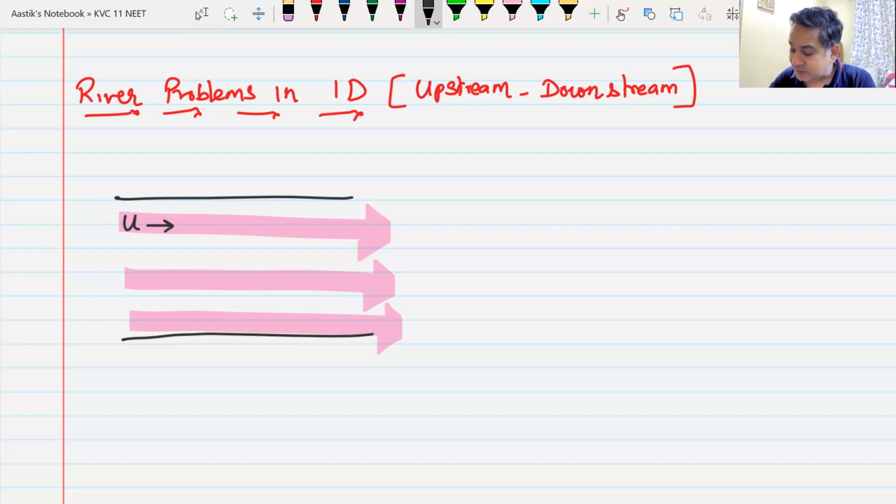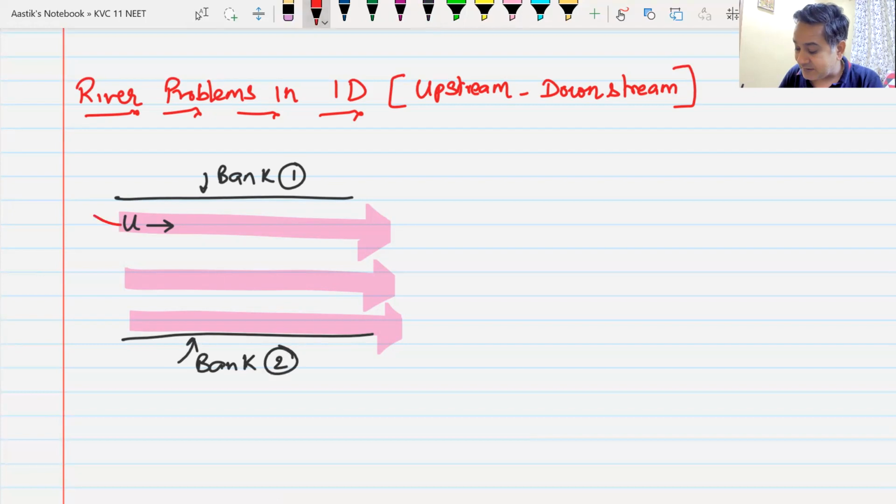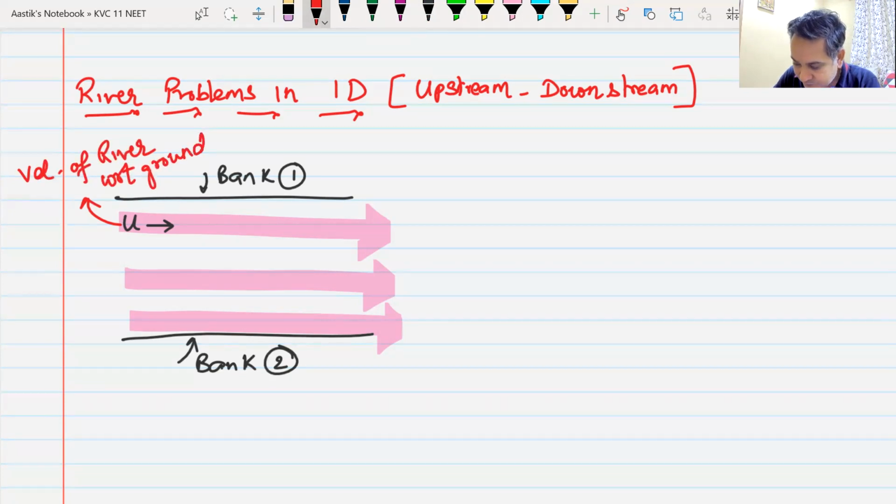These are the two banks of the river. River bank number 1, and this is river bank number 2. Now this u is basically given as the velocity of river or water with respect to ground. Do we understand this? So remember, this u is the velocity of the river with respect to ground.